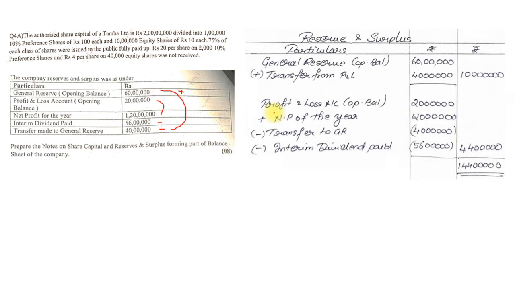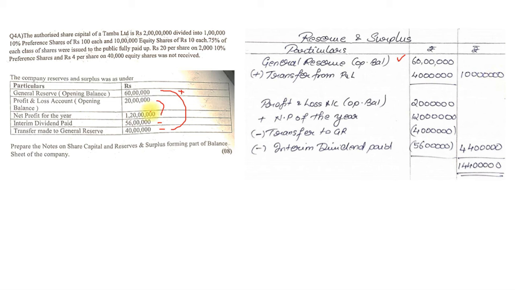So if a transfer is made to GR, meaning from P&L, it will get subtracted, and it gets added to your opening balance of GR. Now see how we use it in the format. General reserve opening balance is 60 lakhs. We note it down. Transfer from P&L: they are saying the transfer made to GR is 40 lakhs. So from P&L, 40 lakhs is being transferred to GR. So transfer from P&L 40 lakhs, add up, it becomes 1 crore.